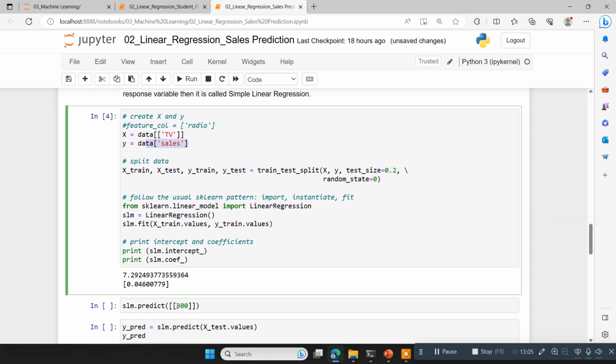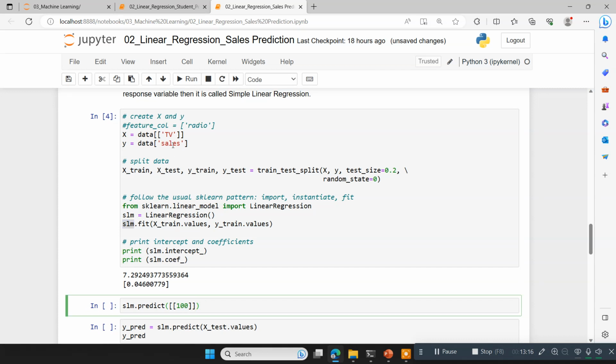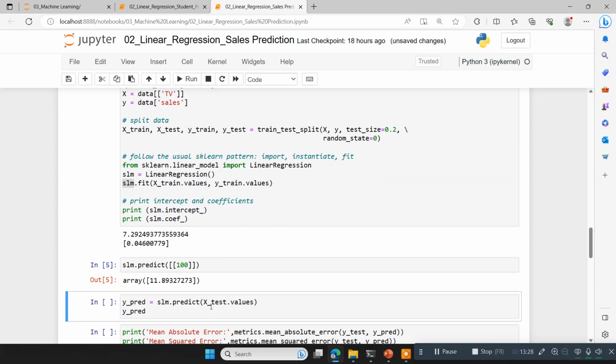So here you can see we are using our model. SLM is the model name. So SLM.predict, making the prediction for sales. And what is the input here? 100, meaning the TV value is 100. For example, if you spend $100 on TV advertisement, then what is the model predicting? The model has predicted that 11.89 is the sales value.